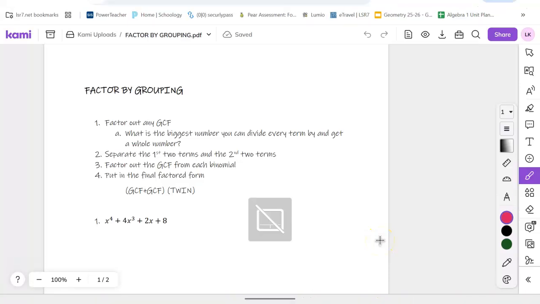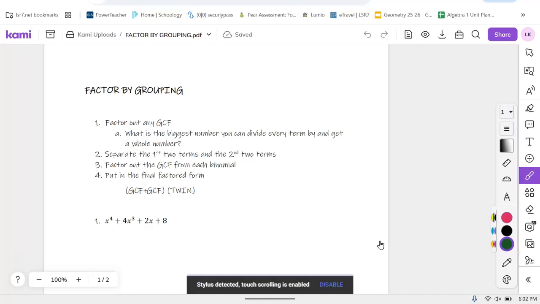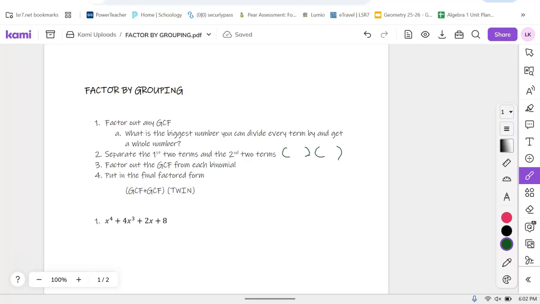Okay, so when we're factoring by grouping, we first need to factor out any GCF. So what is the biggest number you can divide every term by and get a whole number? When you've done that, or there isn't a GCF, you separate the first two terms and the second two terms by putting parentheses around them. Then you're going to factor out the GCF from each binomial and put it in the final factored form, which is GCF plus GCF times a twin.